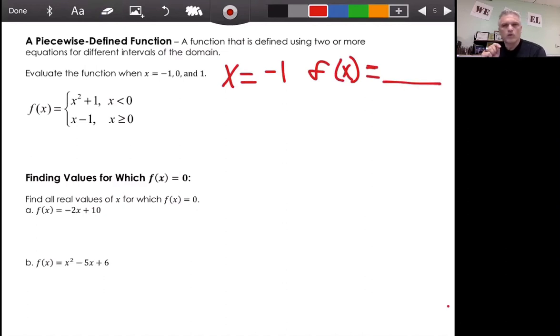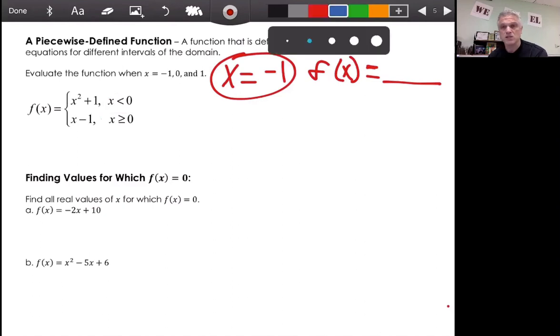Okay, well, the first thing you need to know is when your x is in the right domain, then you can simply substitute it in like we did back near the beginning of the note with evaluating. So is this x, -1, less than 0, or is it greater than or equal to 0? Hopefully, you're all saying to yourself, well, that's an easy question. -1 is less than 0.